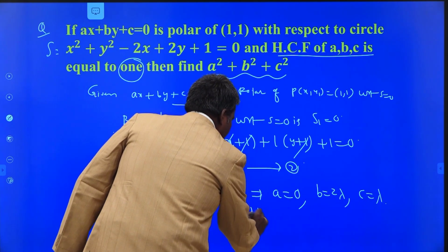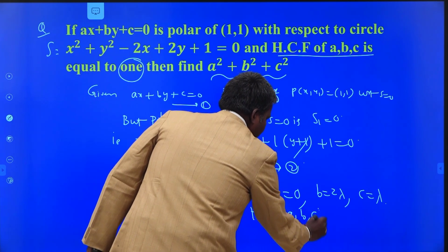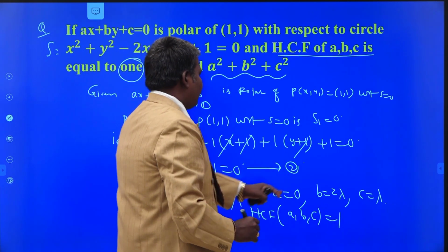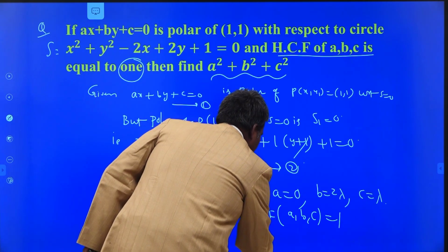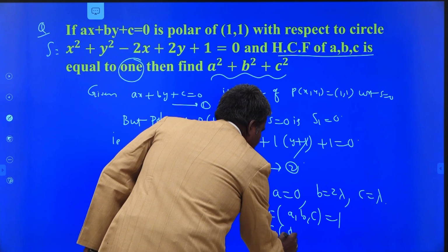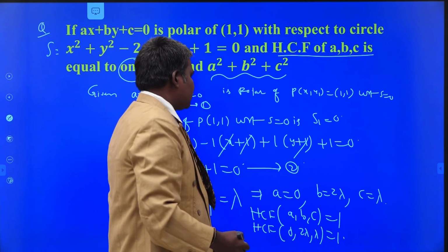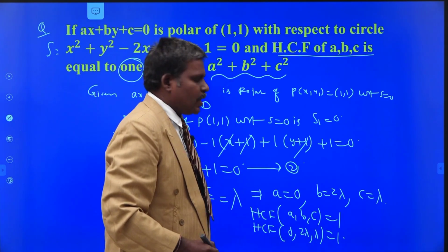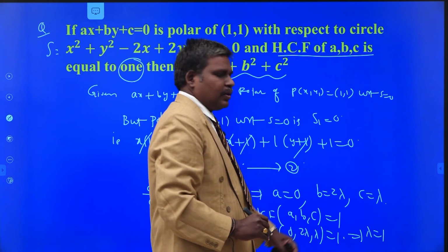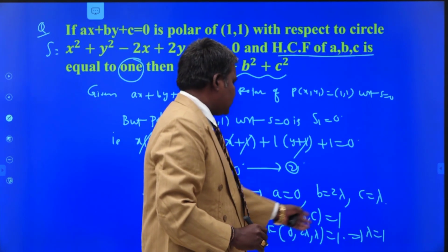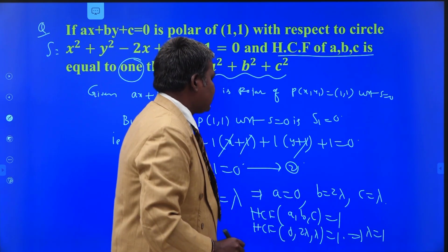Now, what is given to you? HCF of a, b, c is 1. That is HCF of 0, 2 lambda, lambda is equal to 1. It is possible only when lambda is equal to 1. Am I correct or not? When lambda is equal to 1, 0, 2, 1. What is the highest common factor? Highest common factor is 1 here for lambda equal to 1.